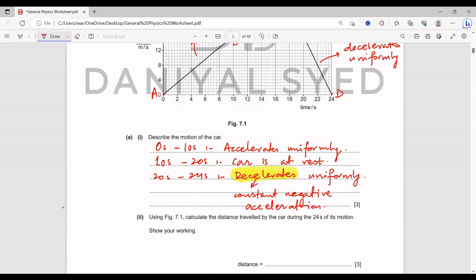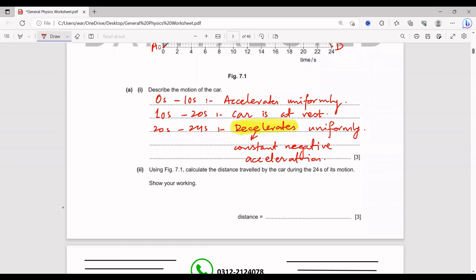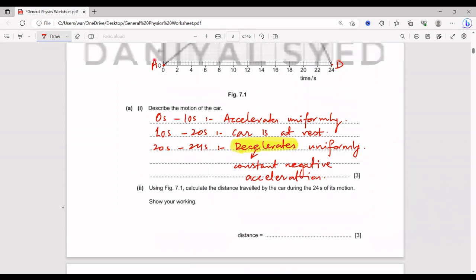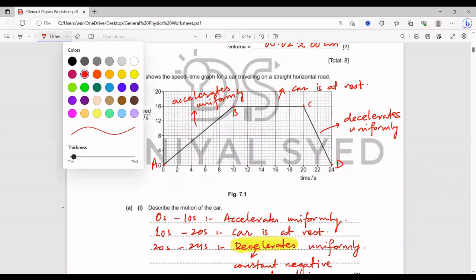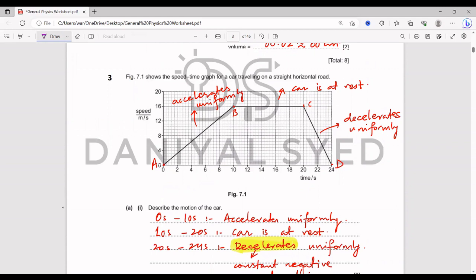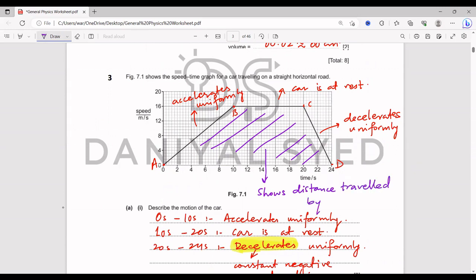So now in the next part 2, using figure 7.1, calculate the distance traveled by the car during the 24 seconds of its motion. So students, the speed time graph is given to you, and the area under the speed time graph shows the distance traveled by the car. So you have to calculate the area under the graph, and this shape ABCDA is a trapezium.